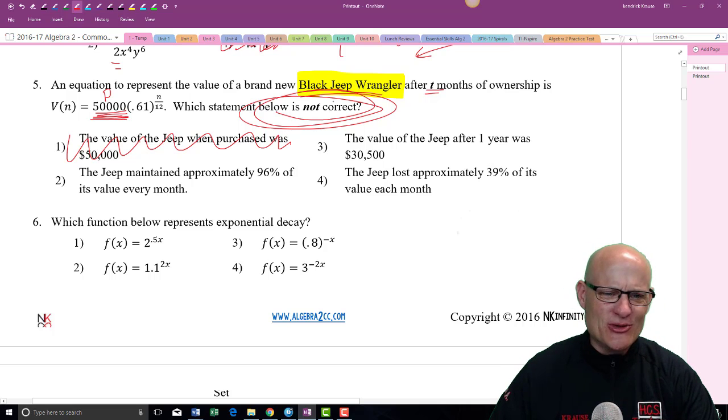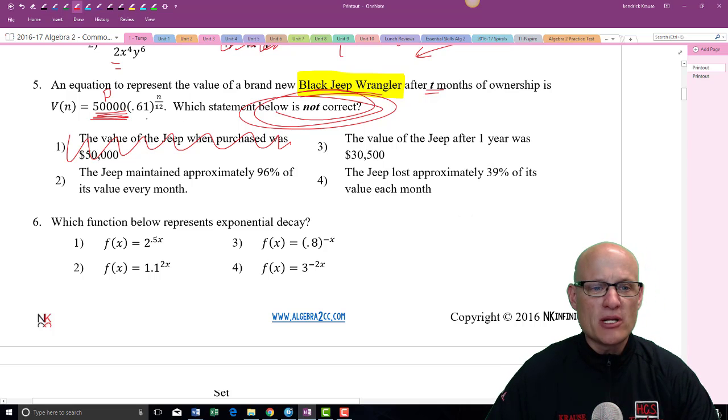Man, D&D, you're doing your business. Good job. Okay, so normally what a kid would think was, oh look, this is 0.61. It's keeping 61%, so it's losing 39%. So that might be the answer.